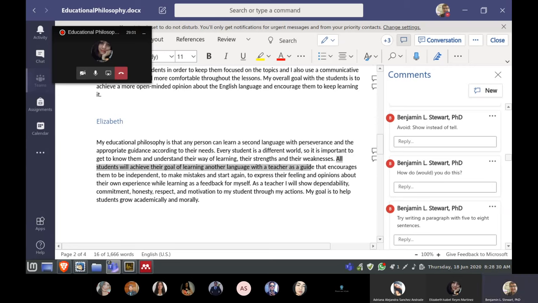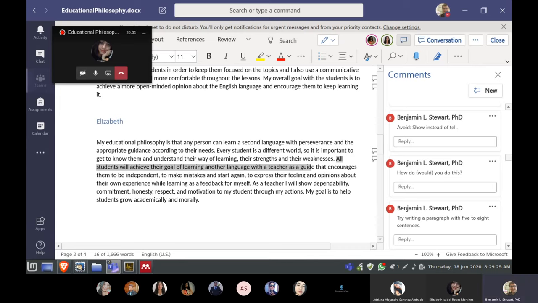Okay, Elizabeth, here, this sentence here, all students will achieve their goal of learning another language with a teacher as a guide that encourages them to be independent and to make mistakes and start again, to express their feelings and opinions about their own experience. All right, so I like the rest of the sentence. This first part, I wonder if there's a way you can kind of set up the rest of the idea that encourages them, like if you say something like, I encourage my students to be independent, to make mistakes, to express their feelings, or maybe talk about how you would guide them.